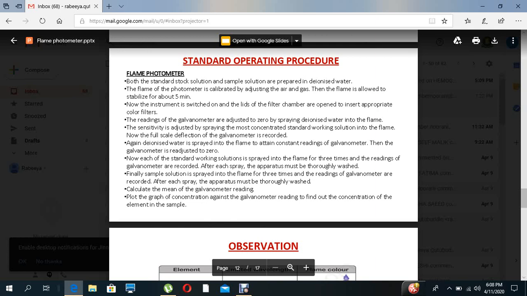Finally, the sample solution is sprayed into the flame 3 times and the readings of the galvanometer are recorded. After each spray, the apparatus must be thoroughly washed. We repeat these readings so that we can find an average and make more accurate calibrations. Calculate the mean of the galvanometer reading. Plot the graph of concentration against the galvanometer reading to find out the concentration of the element in the sample.